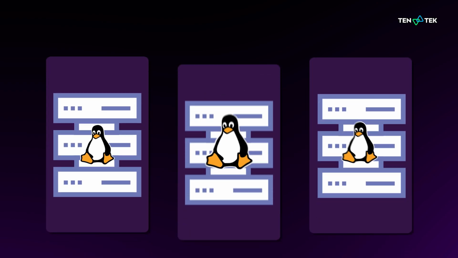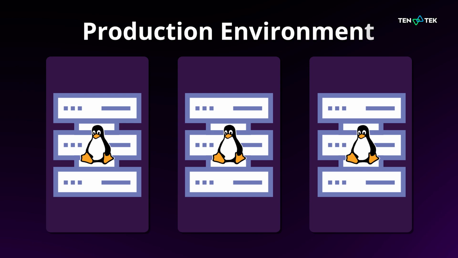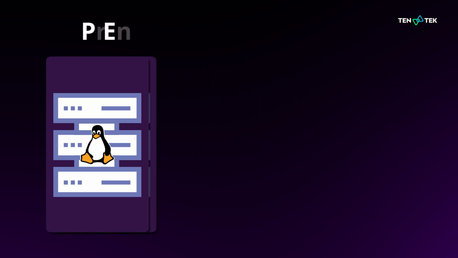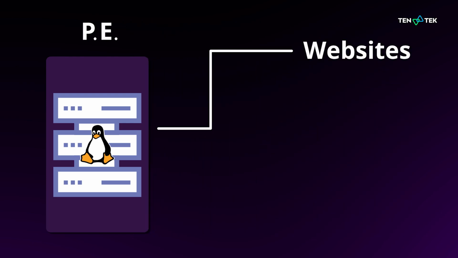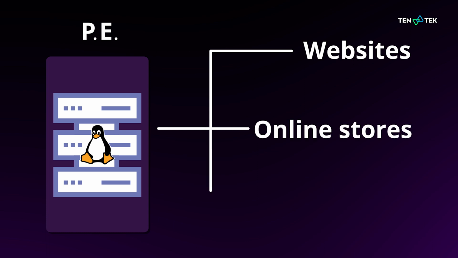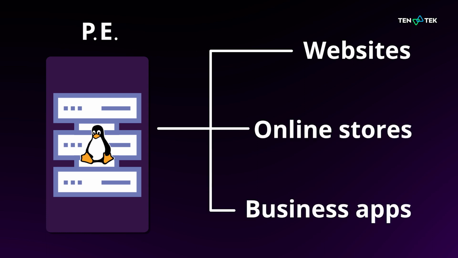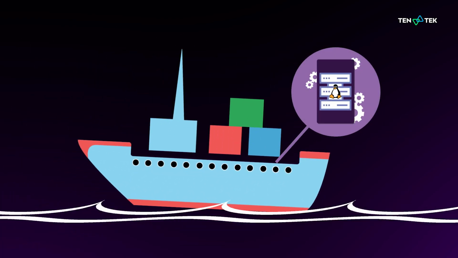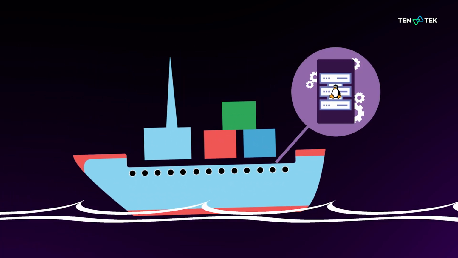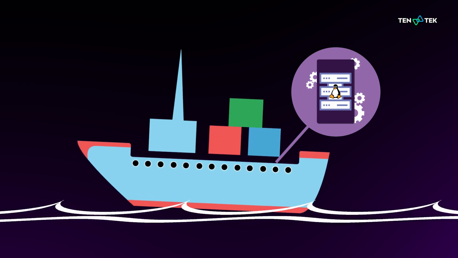Linux is a widely used operating system in production environments. A production environment is where things like websites, online stores, or critical business applications are hosted. They must be available around the clock so people can access them whenever required. It's like a ship's engine room, where everything needs to run smoothly to keep the ship moving forward.